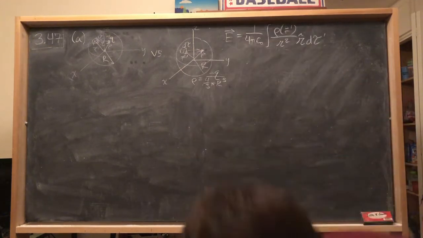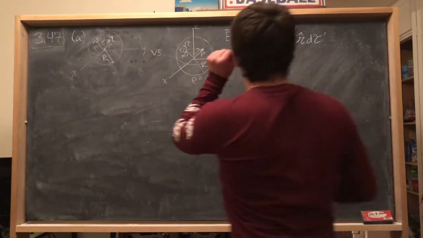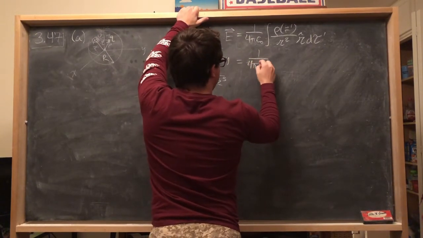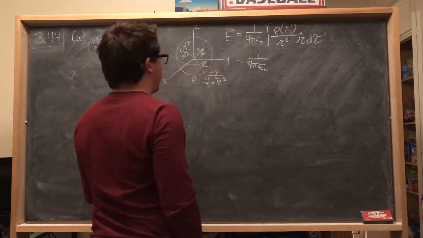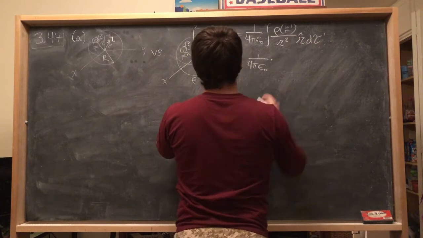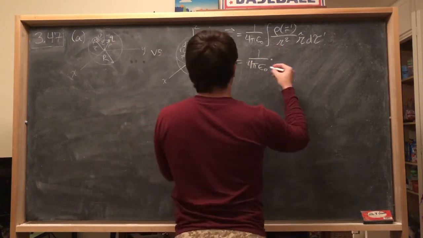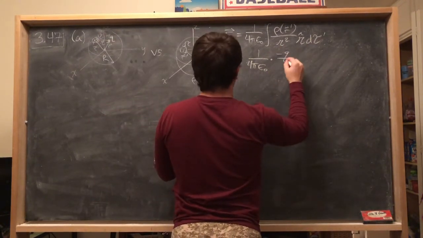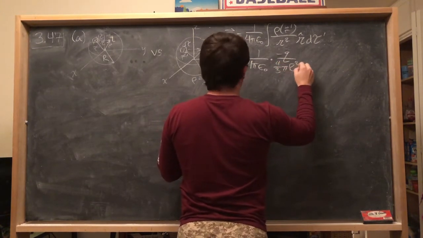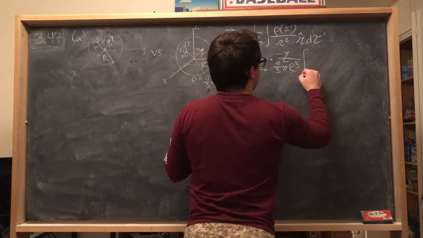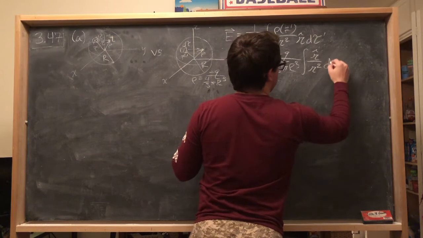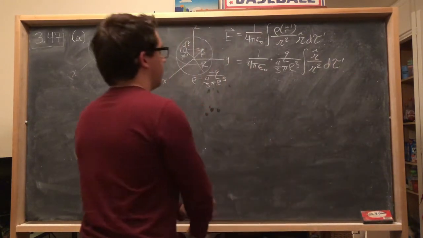And so then this is equal to 1 over 4 pi epsilon naught, and then this is our rho here, minus, and since all of these are constants, we can just take them out of the integral. Minus q over 4/3 pi r cubed, integral script r hat over script r squared d tau prime.